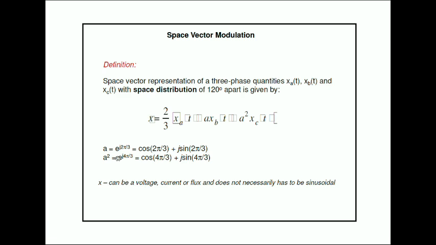Here a and a square are: a is equal to e power j 2 pi by 3, and a square is equal to e power j 4 pi by 3. If you add 1, a, and a square, you will get 0. This is the concept of that.